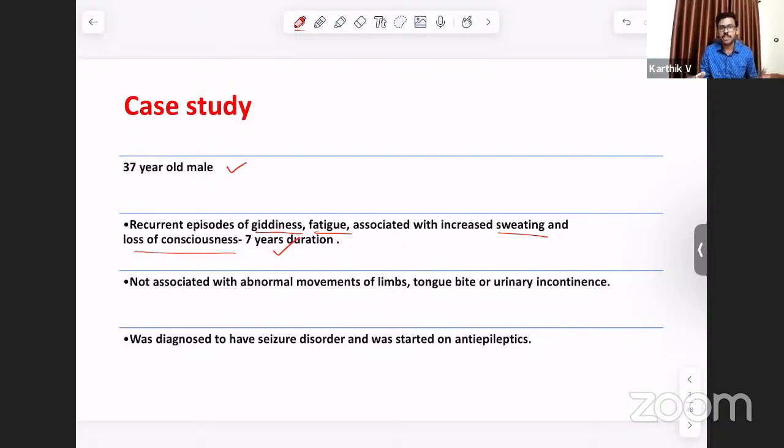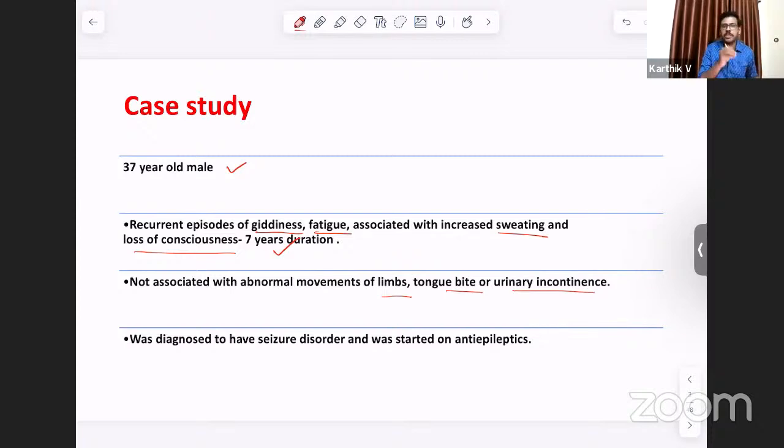Many a time you see such patients with such long duration of symptoms. Often you neglect that because a hypoglycemic disorder cannot exist for such a long time without a diagnosis, but that is not actually the case. These symptoms were not associated with abnormal movement of limbs, tongue bite, or urinary incontinence, as evidenced in the history taking. So even though there were episodes of loss of consciousness, there was no reported seizure.